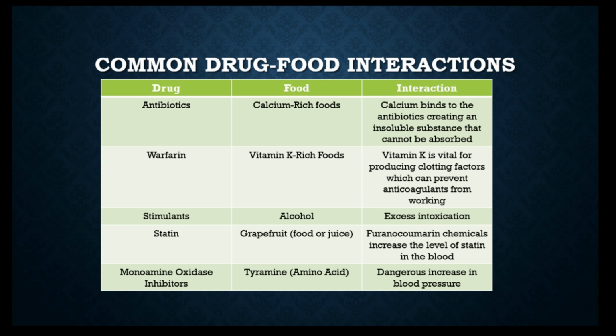Stimulants mixed with alcohol can cause excessive intoxication. Statins mixed with grapefruit. This can either be the food itself or juice. There is a chemical in there called furanocoumarins, which increases levels of statin in the blood. Monoamine oxidase inhibitors mixed with tyramine, which is an amino acid, can cause a dangerous increase in blood pressure.